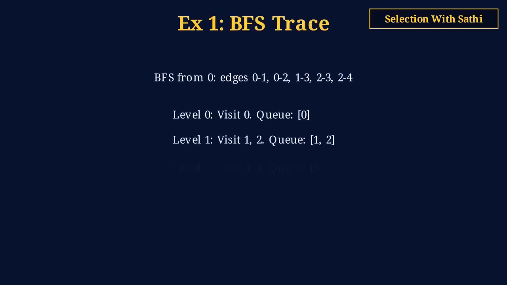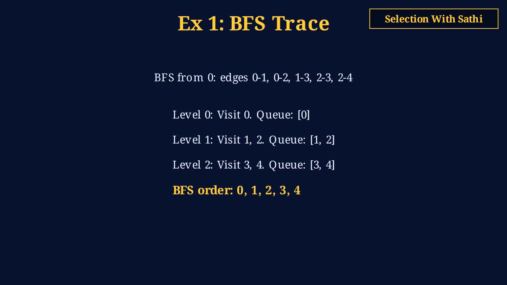Let's trace BFS from node 0 on a graph with edges 0 to 1, 0 to 2, 1 to 3, 2 to 3, 2 to 4. Level 0. Visit node 0, enqueue neighbors 1 and 2. Level 1. Visit 1 and 2. From 1, enqueue 3. From 2, enqueue 4. 3 is not re-enqueued from 2 since it's already visited. Level 2, visit 3 and 4. BFS order is 0, 1, 2, 3, 4.